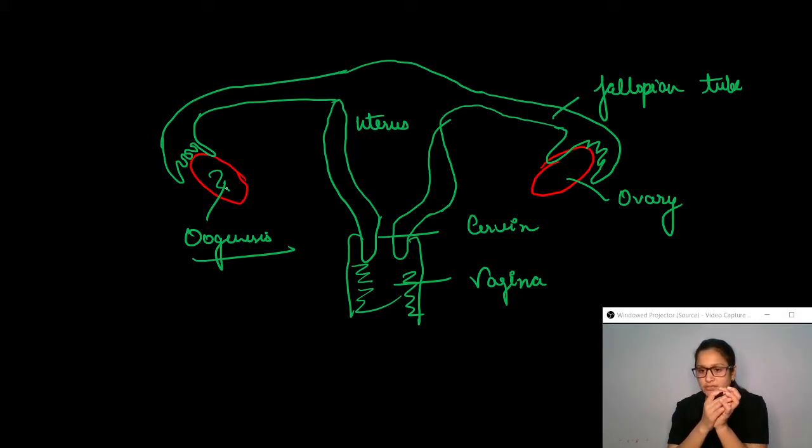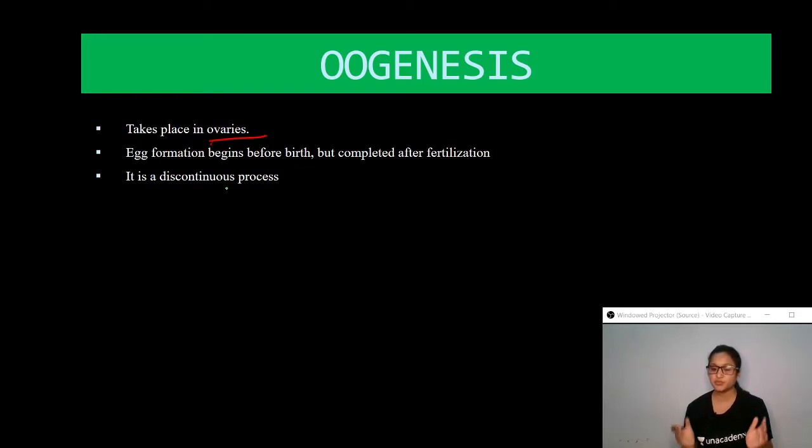Now the interesting thing about oogenesis is that it starts before the birth of the child. It starts when the female child is in the fetus stage, and it gets completed after the fertilization. Fertilization means the fusion of the male and the female gamete. It is a discontinuous process because it starts before birth. After birth till puberty, no changes take place, no more follicles are added in the ovary. So it stops there. Then it starts again after puberty and gets completed after the fertilization, when sperm enters. So it is a discontinuous process. Spermatogenesis is a continuous process, right?